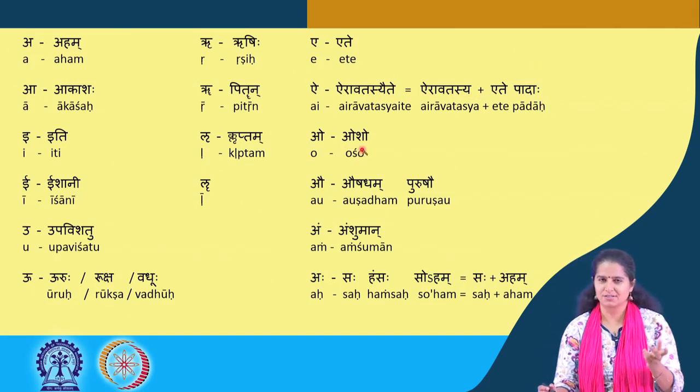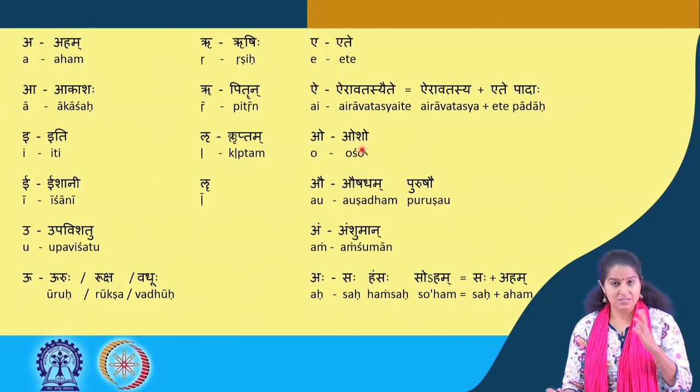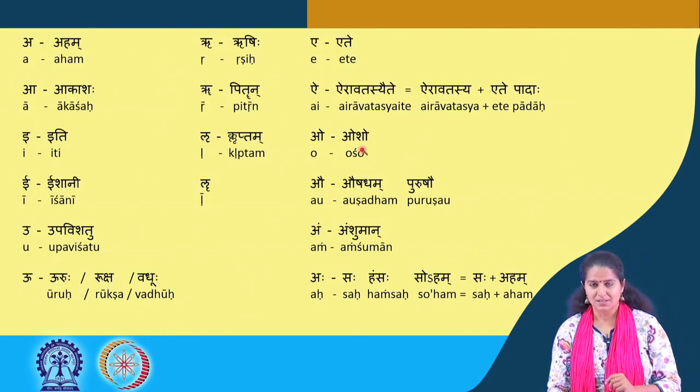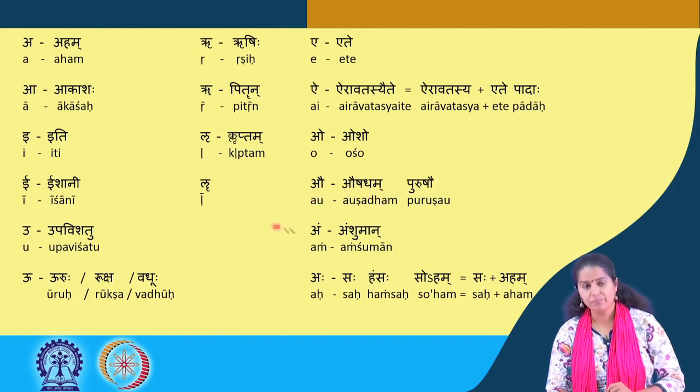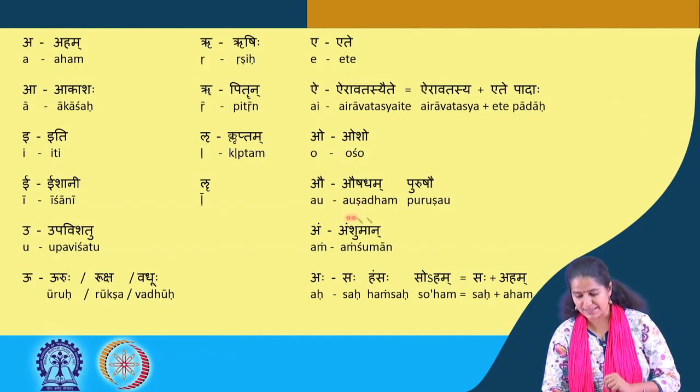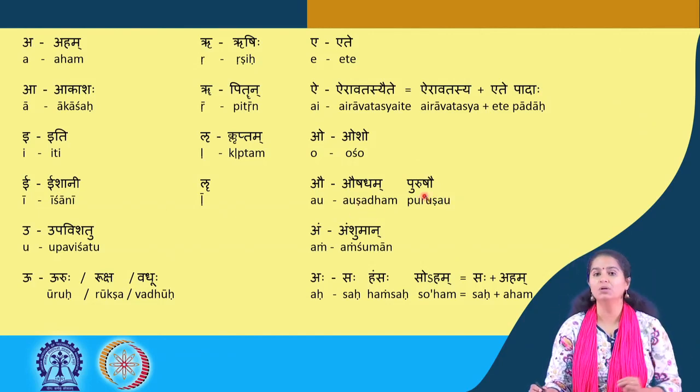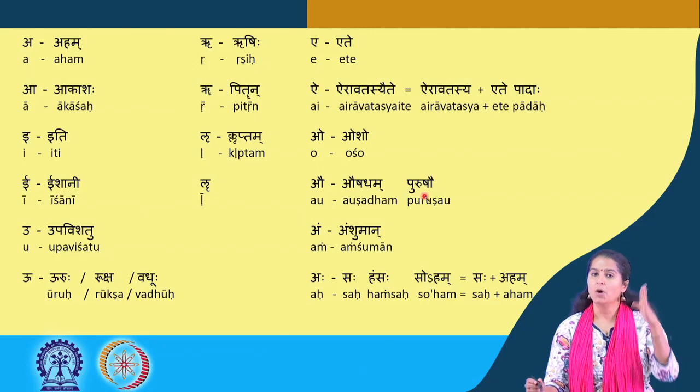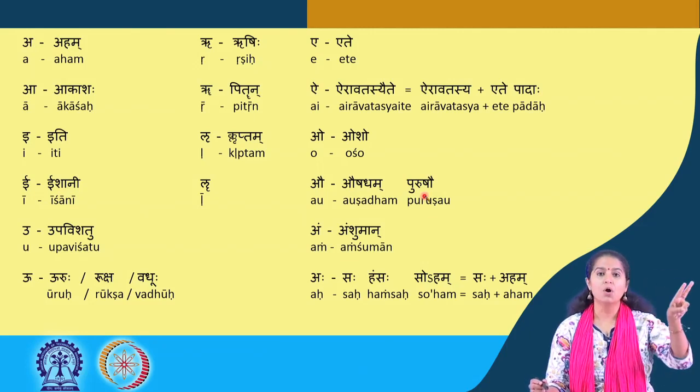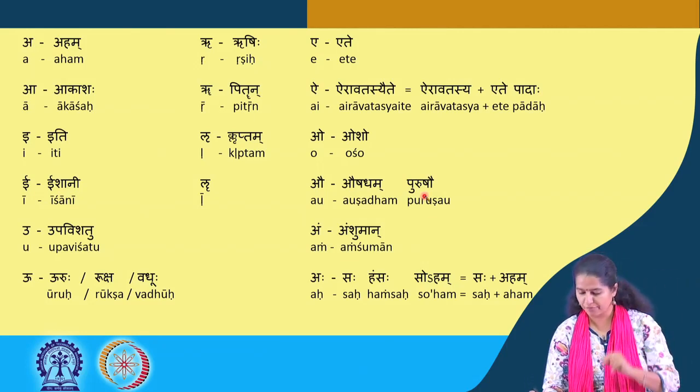Osho is just the philosopher's name that I have taken, who has written some very interesting books that you might be interested to look at. And then Au for Aushadham, then Purushau. So, Aushadham meaning medicine, and Purushau is the dual case which we will also be looking at. Purushaha, Purushau. Okay, two of them.